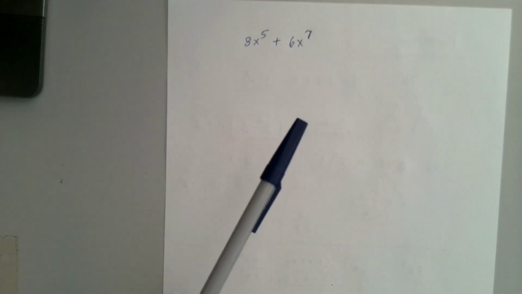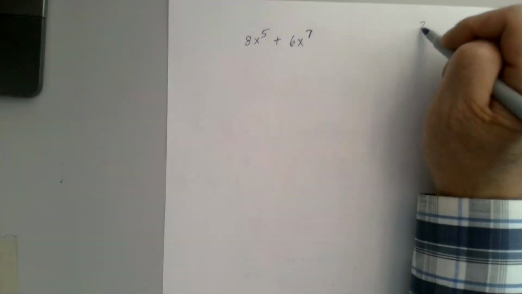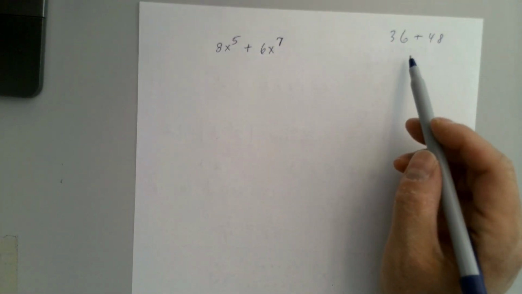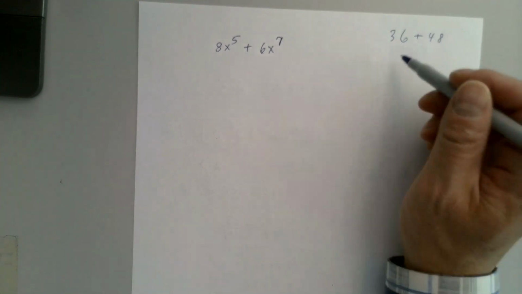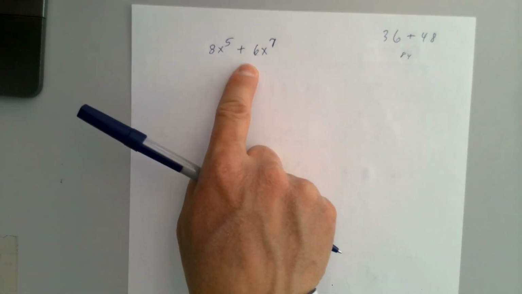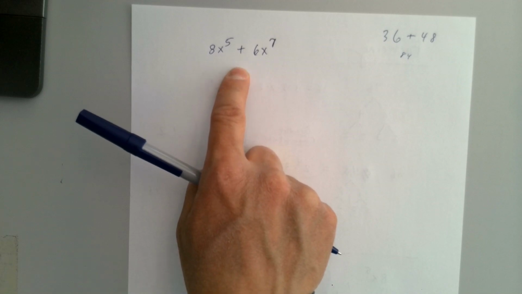That's not something you can do with two numbers. If I had 36 and 48 and I tried to add them, what do I get? I just get a new number, right? I get 84. It's no longer two terms. But these two terms, if I add them, makes a binomial, something new.